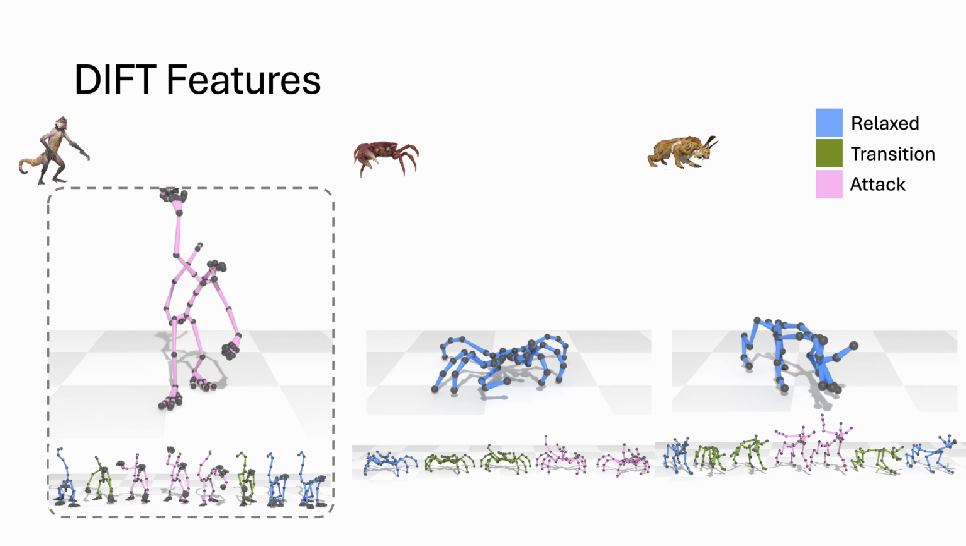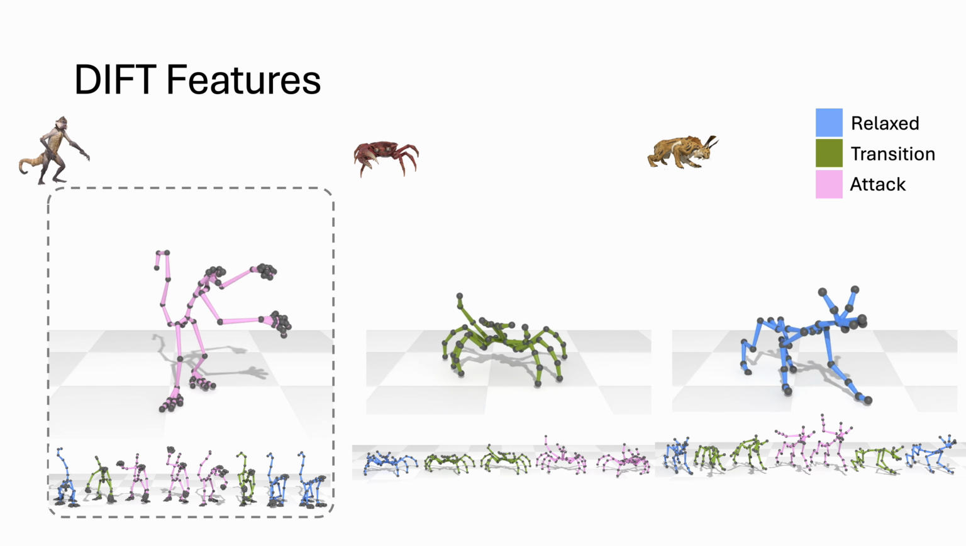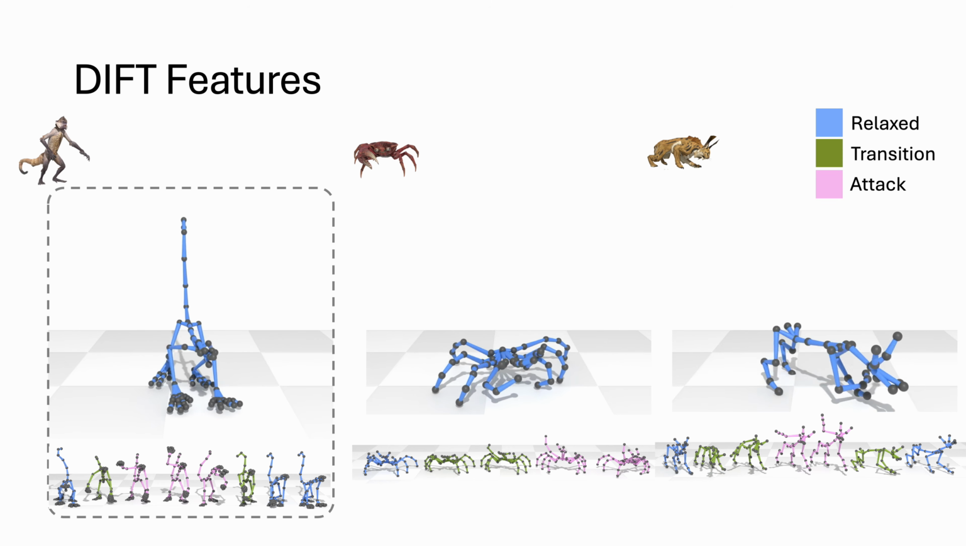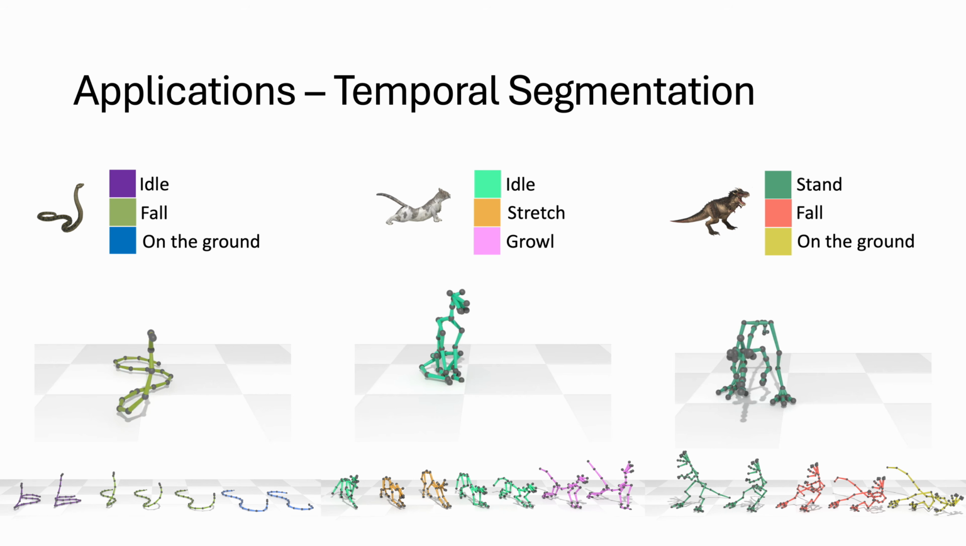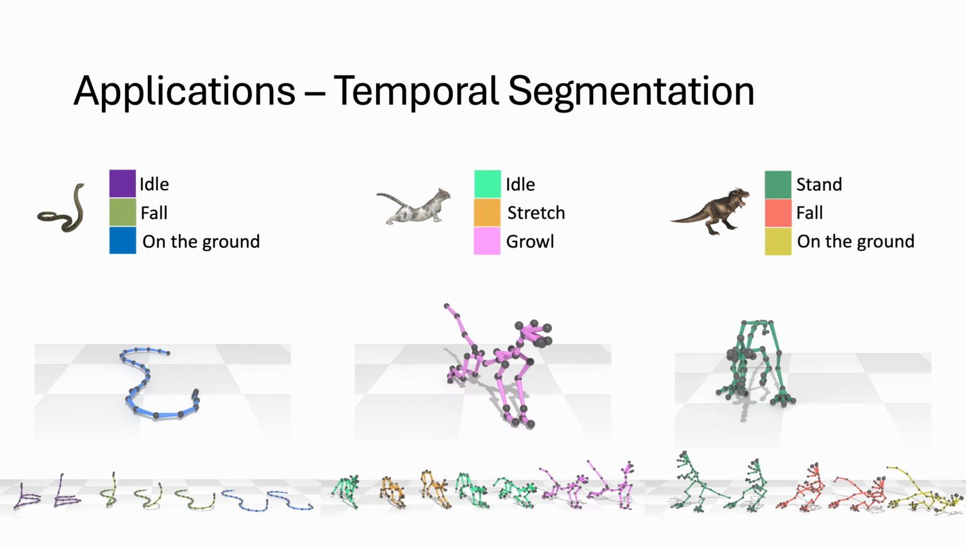We can see a correlation between relaxed frames in blue, transitional frames in green, and aggressive frames in pink for all sequences. Using k-means on our diff features, we demonstrate temporal segmentation. Each colored motion segment correlates with one k-means cluster. Again, note how semantically similar motions are nicely segmented together.